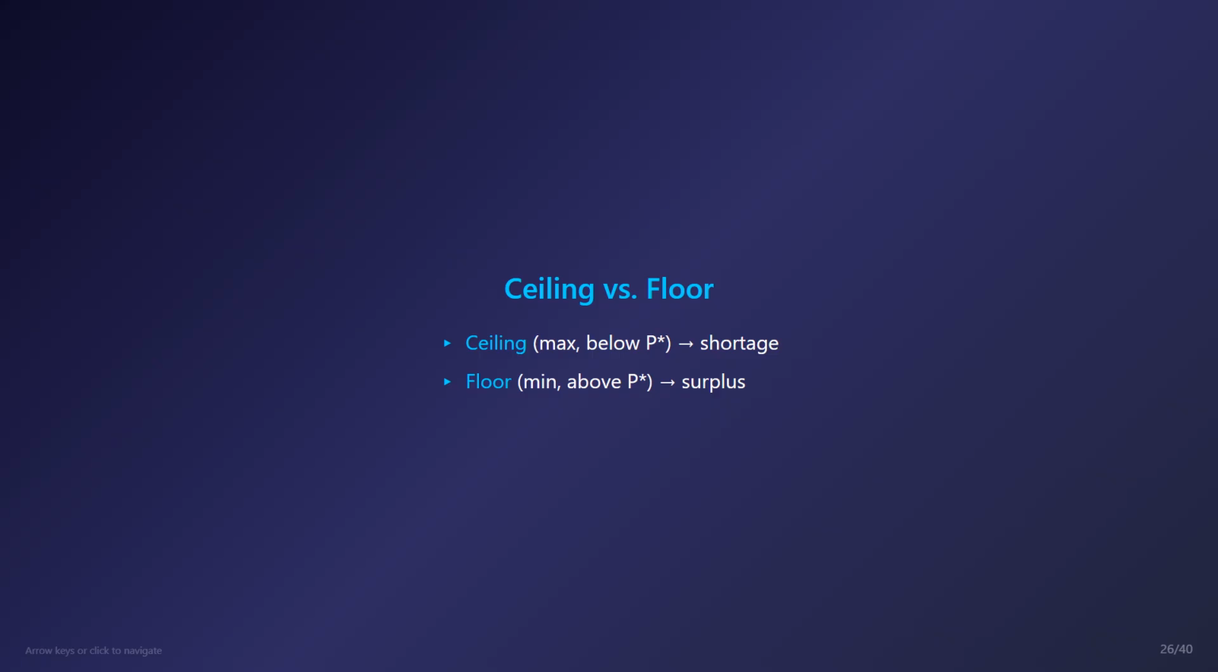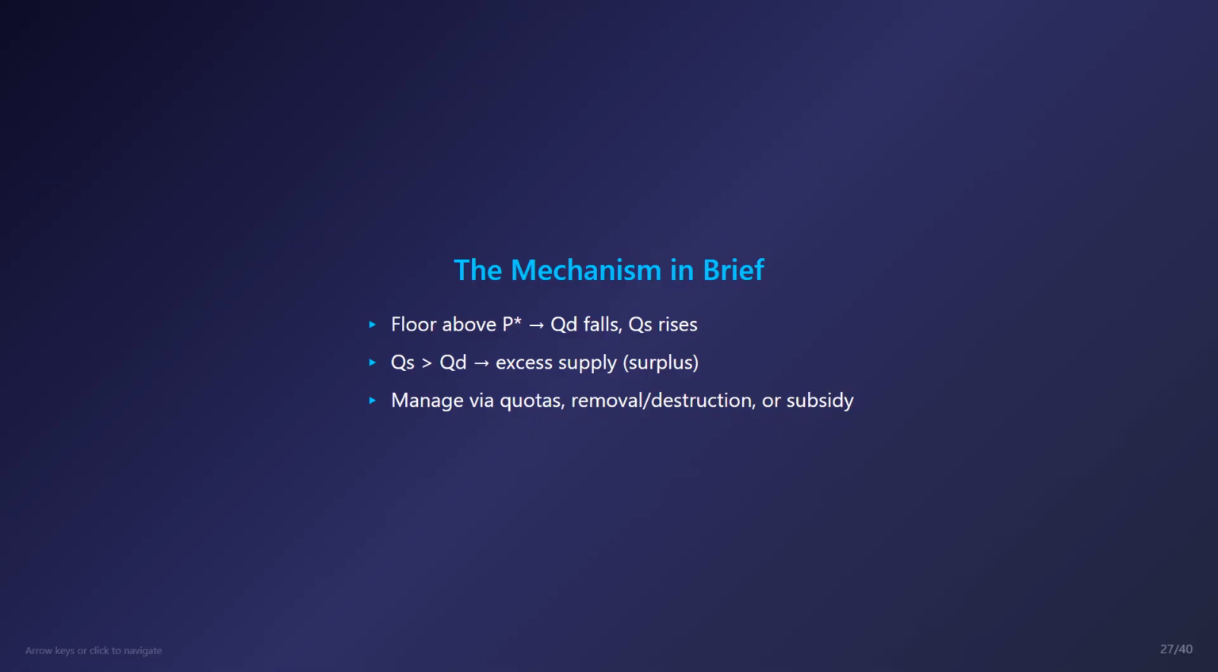So put the two policies side by side. A ceiling is a maximum price below equilibrium, and it causes a shortage. A floor is a minimum price above equilibrium, and it causes a surplus. Mirror images. Let's state the floor mechanism in brief. A floor above P star makes quantity demanded fall and quantity supplied rise. That gives excess supply, a surplus, and it's managed through quotas, removing the surplus or subsidies.